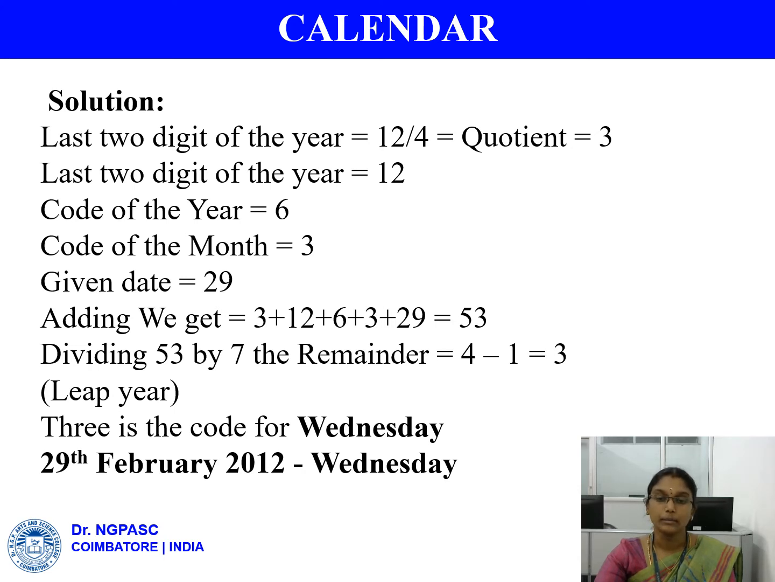So we have to subtract 1 from the remainder 4 because it's a leap year. So 4 minus 1 is 3. So the 3 is the code for Wednesday. So 29th February 2012 is Wednesday.